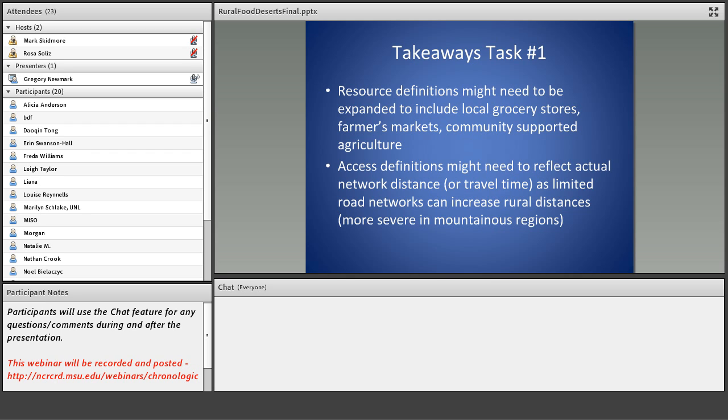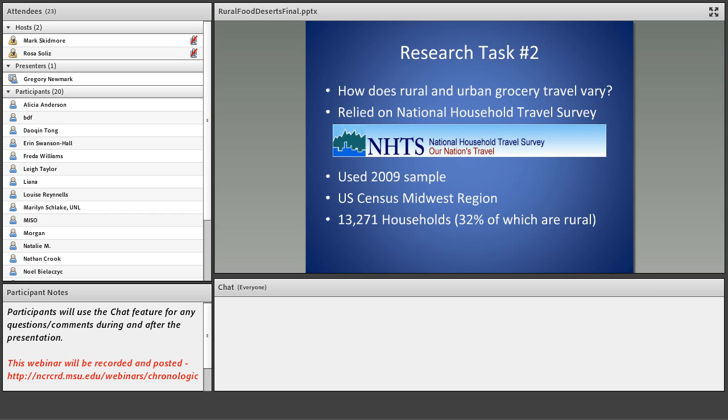And we also feel that it's important to consider the access definition should reflect the actual network distance or travel time. And this is particularly important as limited road networks can really increase distances in rural areas. And in places like Kansas and Michigan that are part of the Jeffersonian grid system, it's not too bad. But if you're in places like Vermont or Colorado, where you have lots of mountains and the roads are particularly circuitous, then the road distances become very significant.